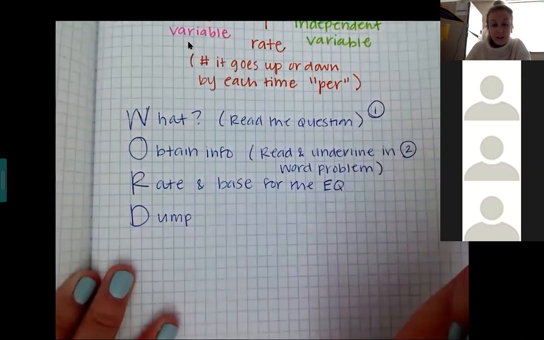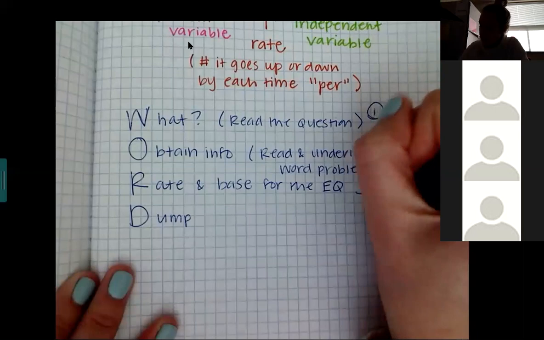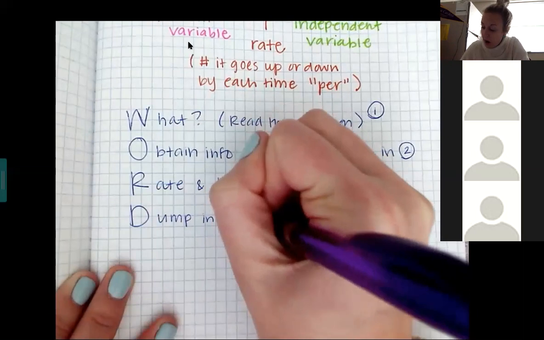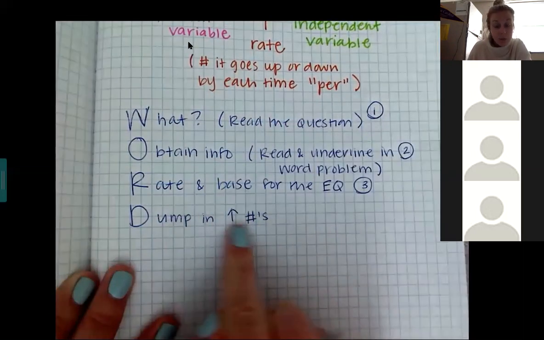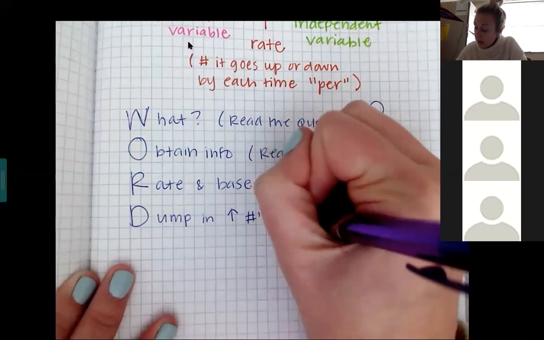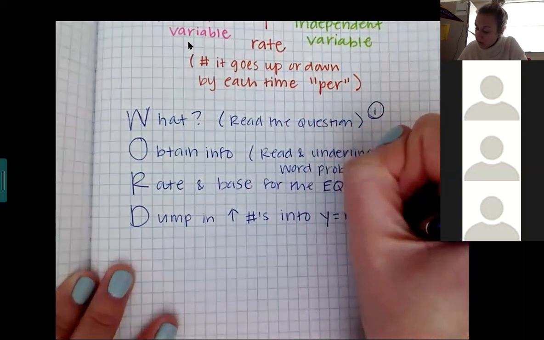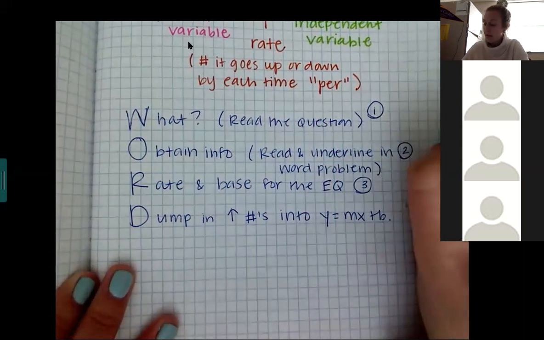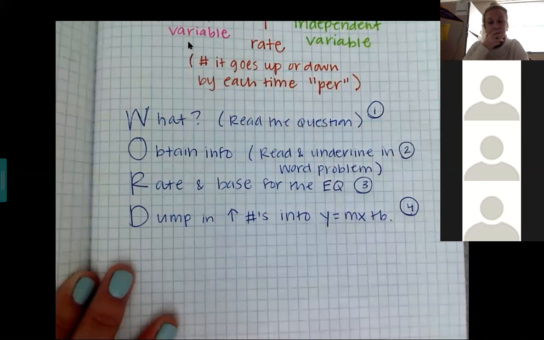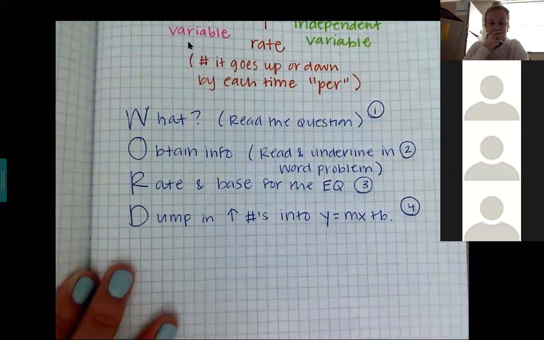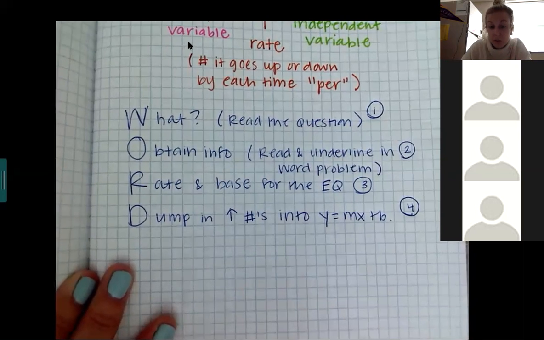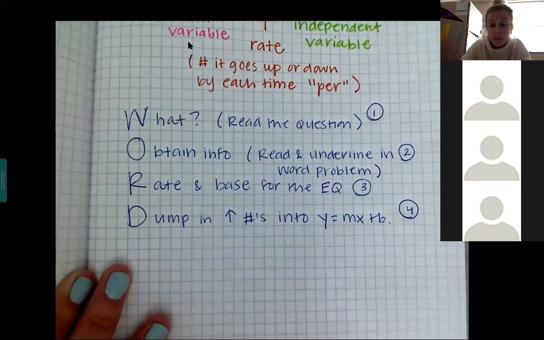So what you're going to do in the last step, step 4, I forgot to put a 3 here. Here you go. Step 4, you're going to dump in the numbers above, meaning the rate and the base. You're going to dump in those numbers into y equals mx plus b, and then you should be able to solve. So that's step 4. I know we're still writing. I'm going to give you more time to write. Are there any questions about these 4 steps though?